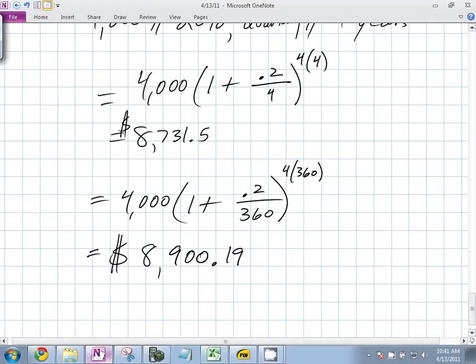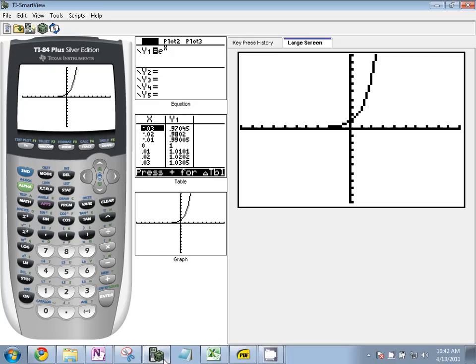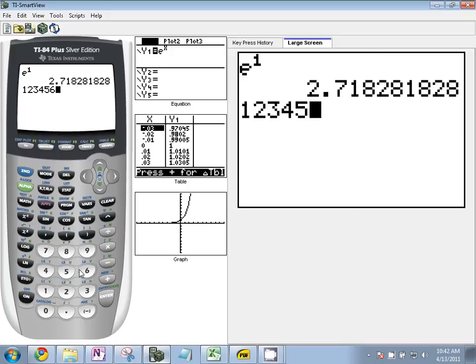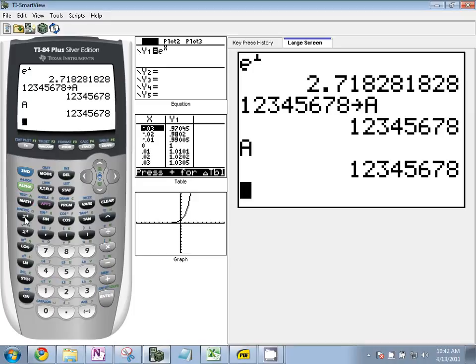So try this for me on your calculator. Type in like 1, 2, 3, 4, 5, 6, 7, 8, and then store that using the STO button as A. Everybody store that as A. This is a really easy way to, so on your calculator, do 1, 2, 3, 4, 5, 6, 7, 8, and store it as alpha A. What does that mean? It means when you type alpha, and then A, which is right above the math button, anytime you call A, what number is it now? 1, 2, 3, 4, 5, 6, 7, 8. This is really helpful if we're going to use a big number multiple times.